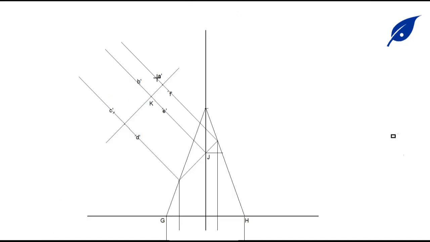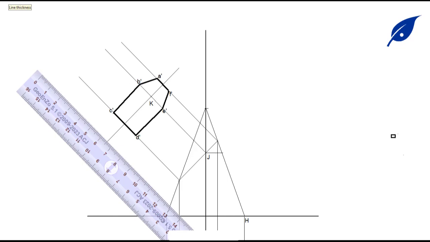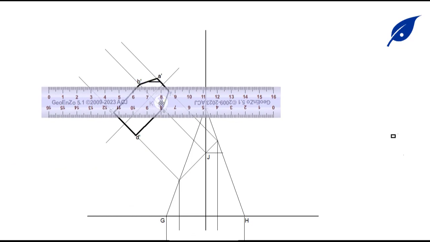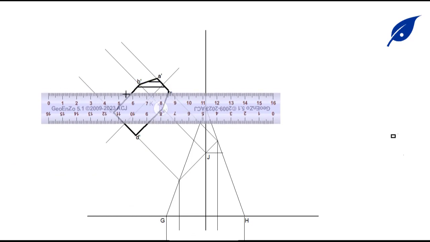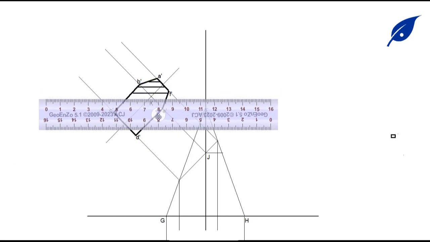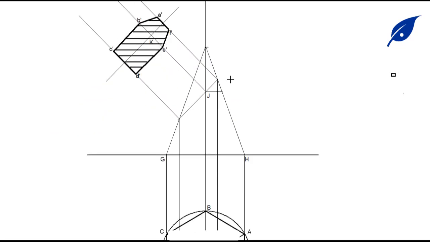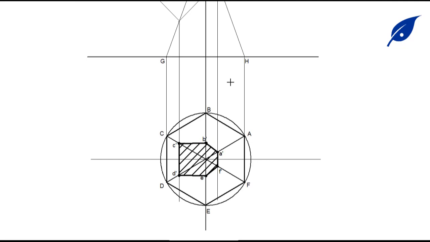So after getting all our points, we connect them together. So now we have our true shape. That's the true view of the face that is being cut on this hexagonal prism. So hatch the lines on this. So now we have our true face.